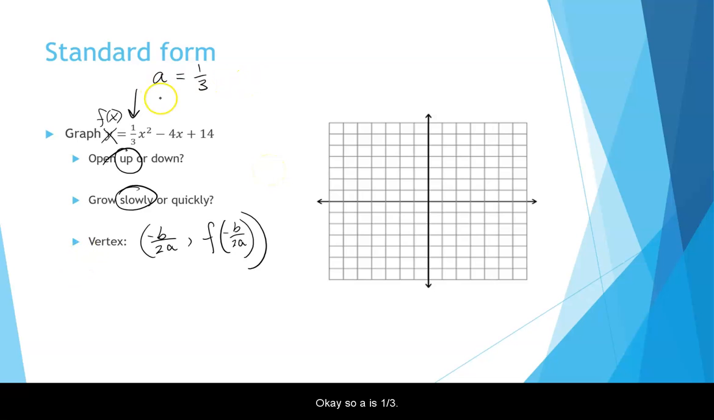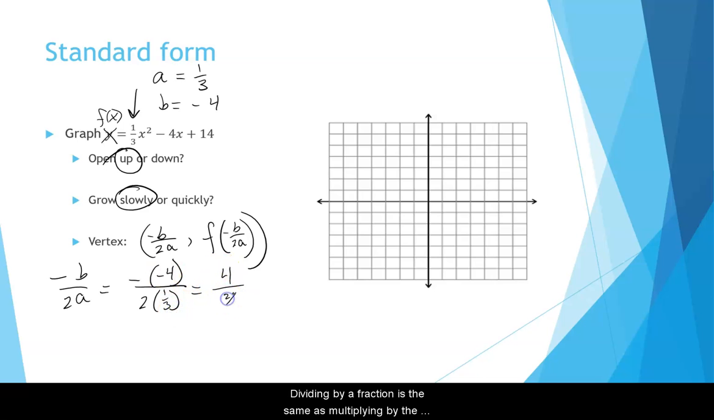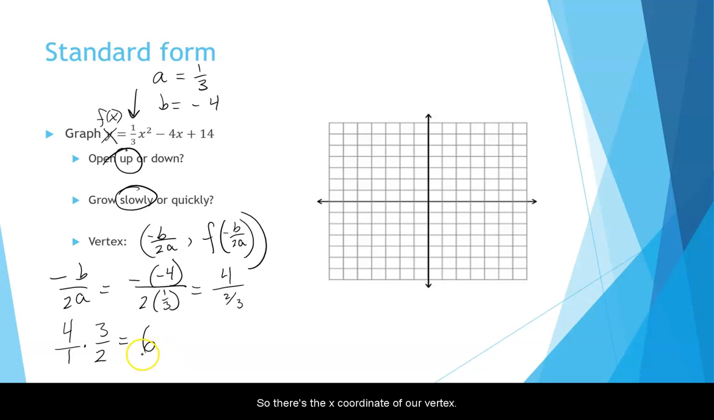Okay, so a is 1/3, b is negative 4, negative b over 2a equals negative, negative 4 over 2 times 1/3. That's 4 divided by 2/3. Dividing by a fraction is the same as multiplying by the reciprocal, so this is 4 over 1 times 3 over 2, which simplifies out to 6. So there's the x-coordinate of our vertex.